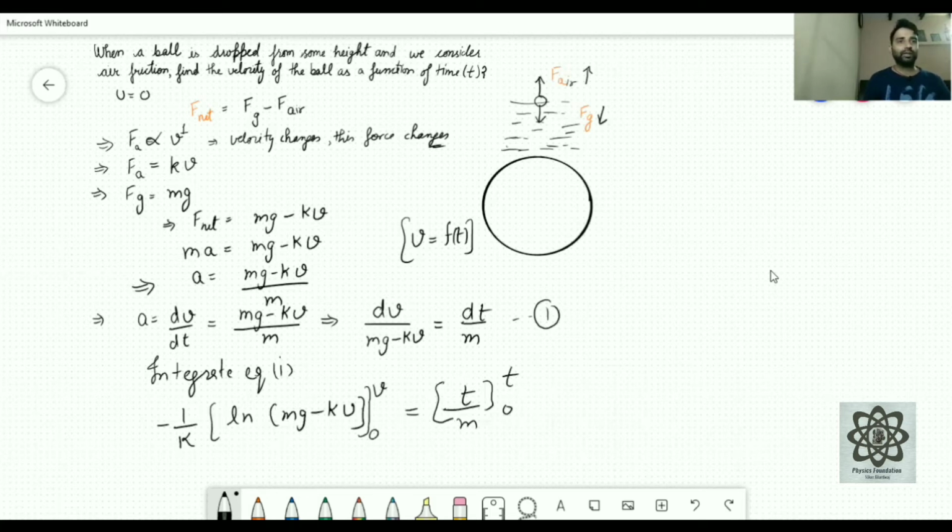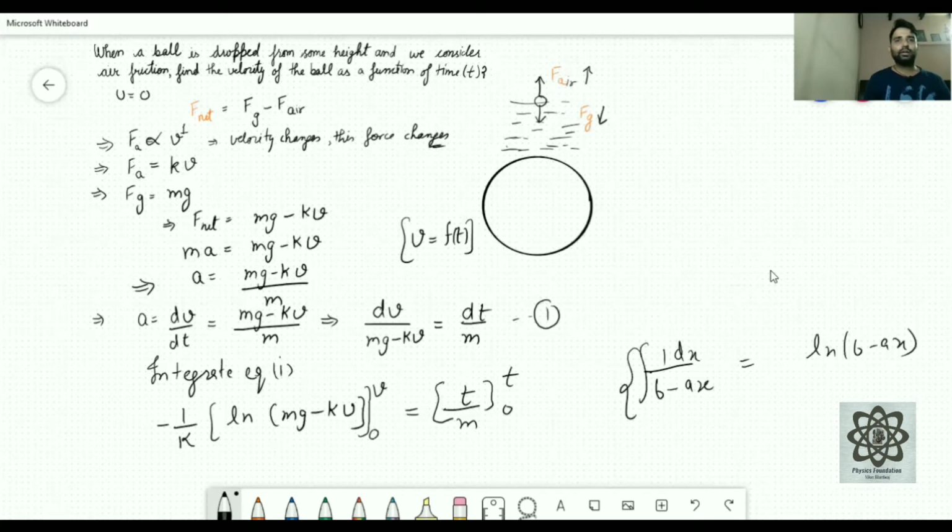What is the property that we have used? When we integrate 1 upon b minus ax, into dx, the property will be ln of b minus ax divided by minus a, right? This is the property that we have used for integration, right?